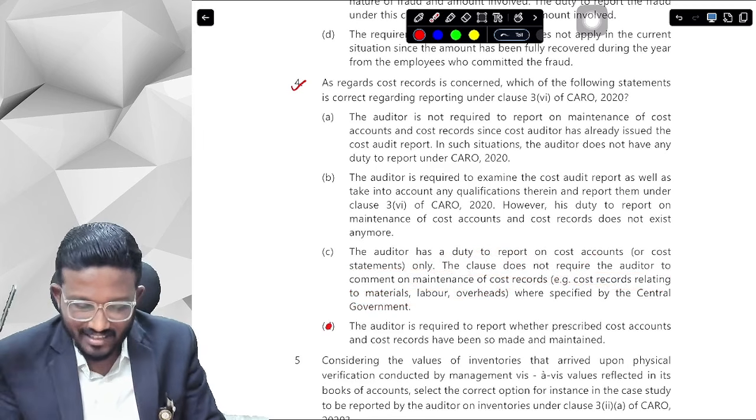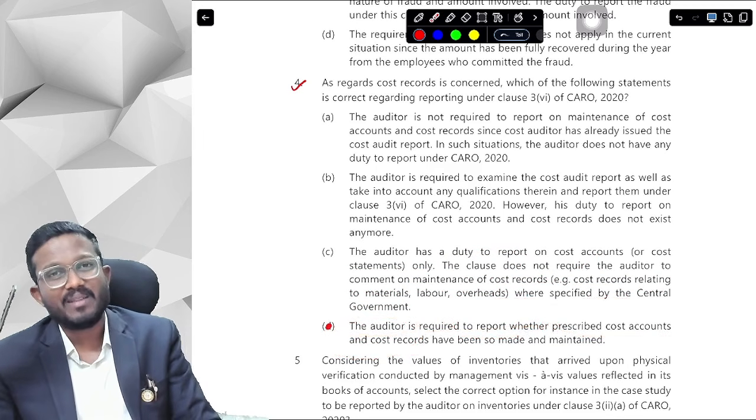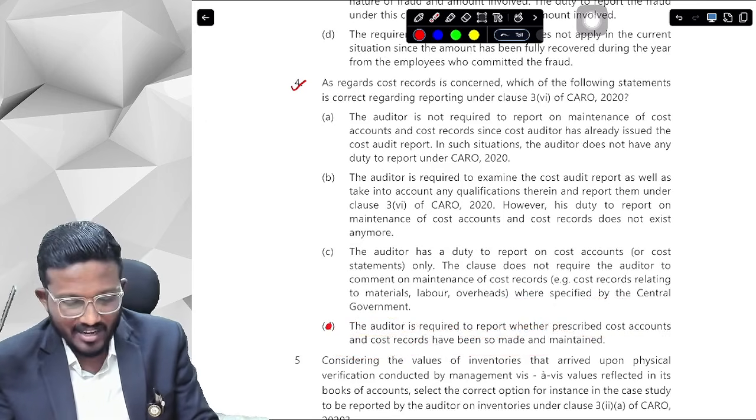What is the exact thing, sir? The auditor is required to report whether the prescribed cost accounts and cost records have been so made and maintained. Okay, yes sir, we have to comment about both, but we do not have to do the cost audit. Okay, yes sir.